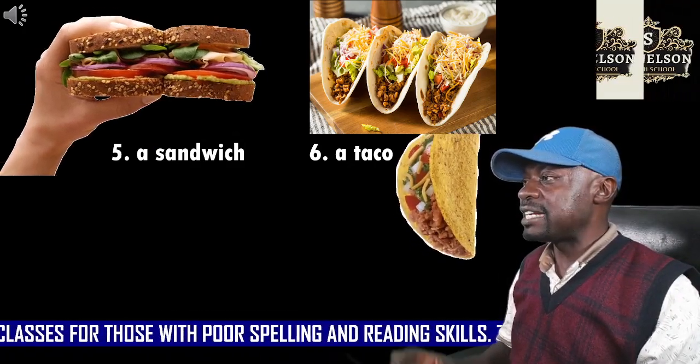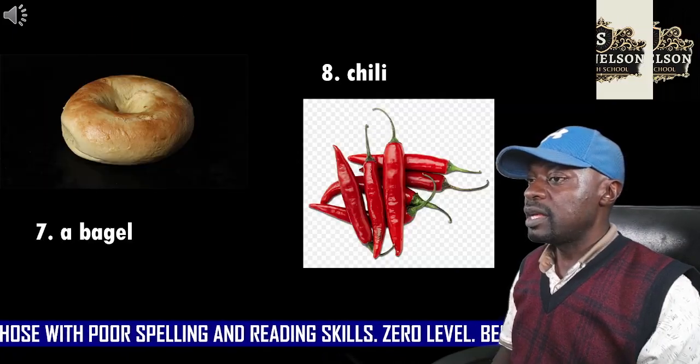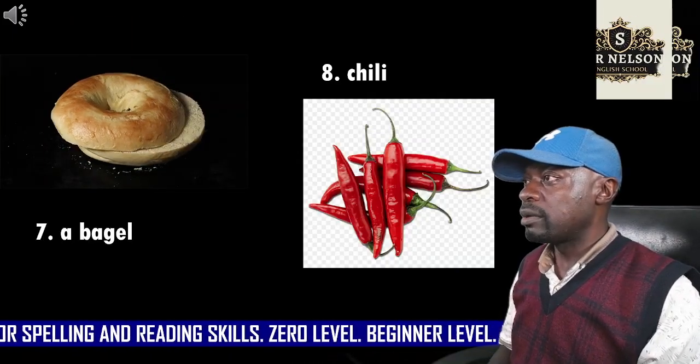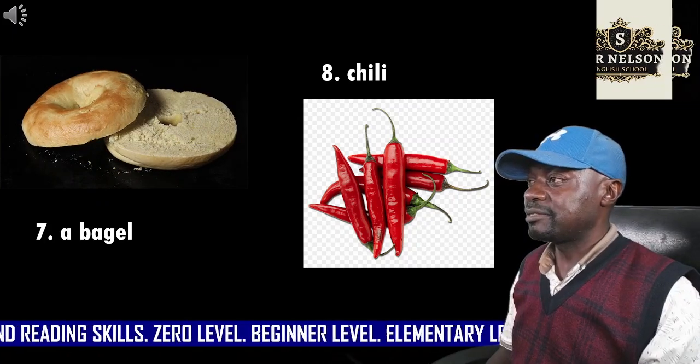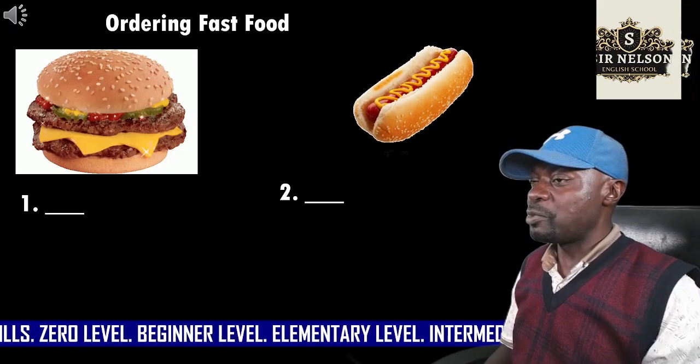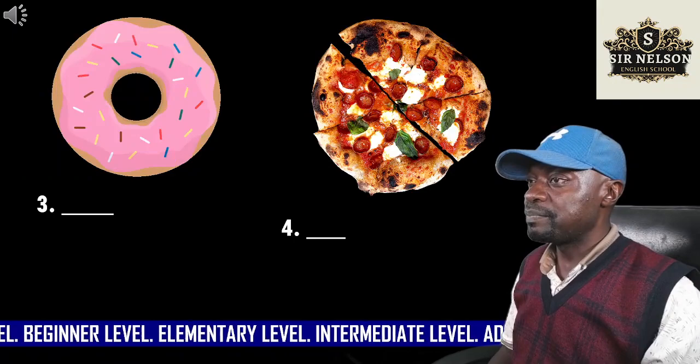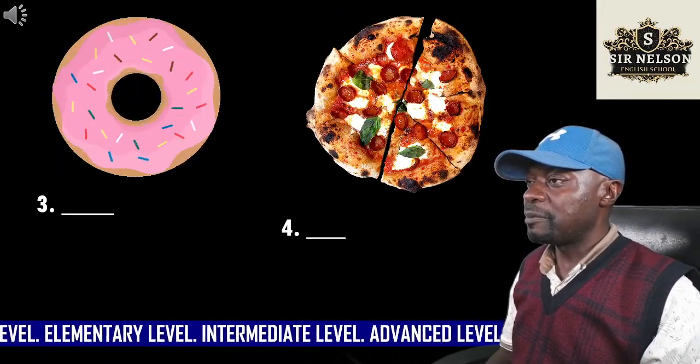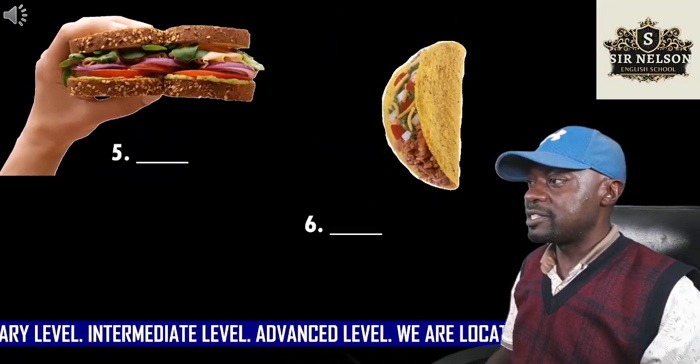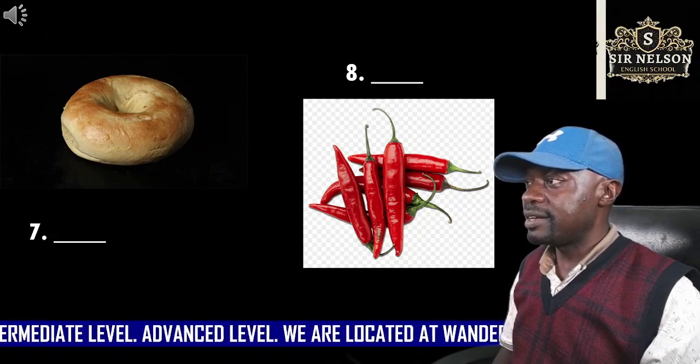Number six, a taco. Number seven, a bagel. Number eight, chili. Let's practice. What's number one, number two, number three, number four, number five, number six, number seven, and number eight.